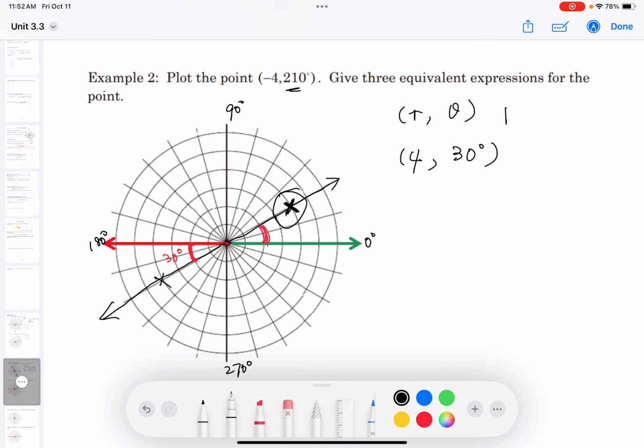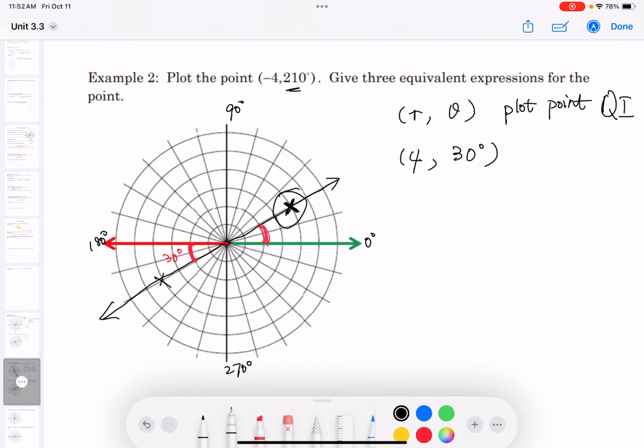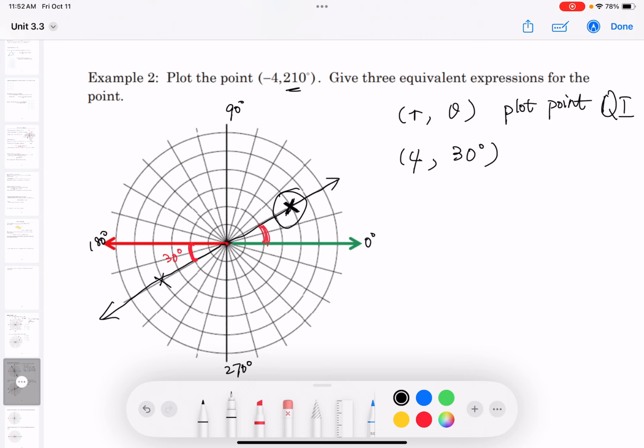First, plot the point. I see this point is in the first quadrant, and then I can tell that r is positive 4 and the angle is 30, because that is the reference angle of my 210 degrees.